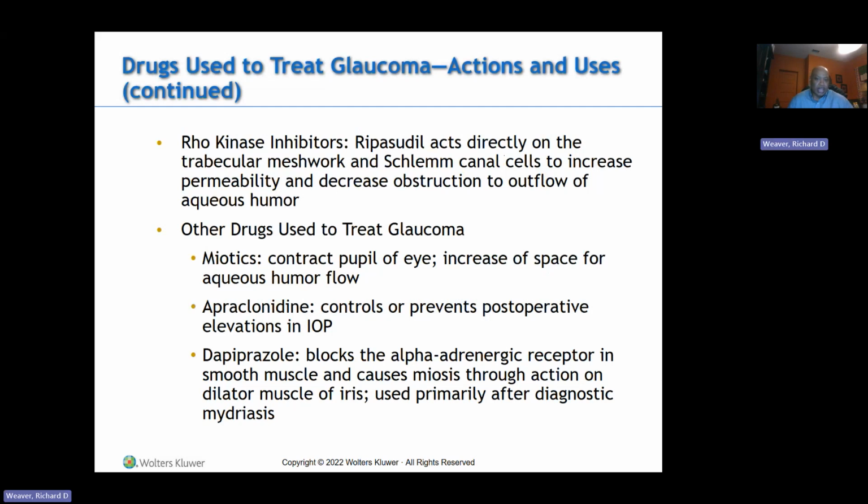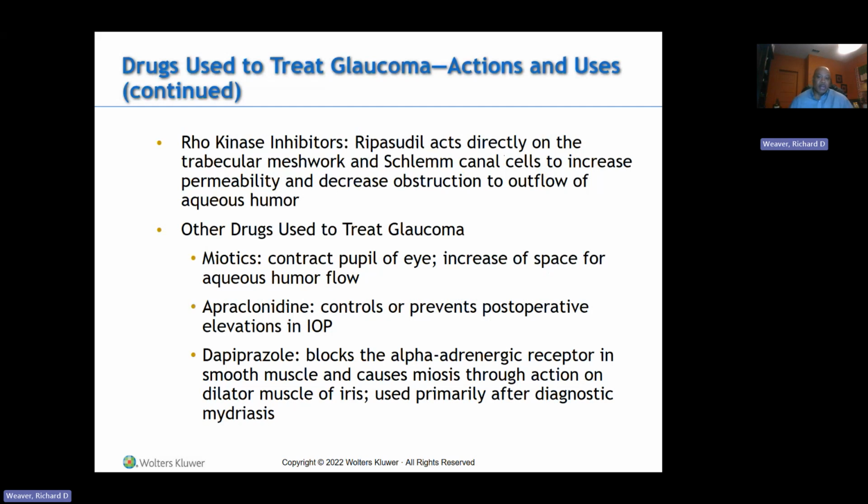One of those drugs is dapiprazole, and it acts by blocking the alpha adrenergic receptor in the smooth muscle, right? And it causes miosis, or constriction of the pupil, through an effect on the dilator muscle of the iris. So it causes the muscles of the iris to contract, or constrict, rather. All right. And so again, that makes more room for the flow of the aqueous humor.